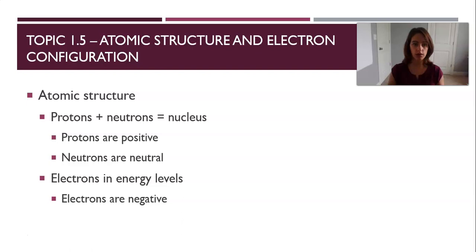As you already know, we have three subatomic particles. We have protons and neutrons, and those make up our nucleus. Your protons are positively charged, your neutrons are neutral. Your electrons live in energy levels around the nucleus, like layers of an onion. And the electrons are negatively charged. So in a neutral atom, you have equal numbers of protons and electrons.